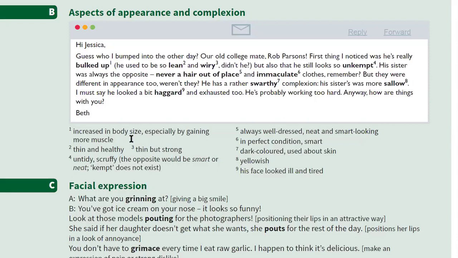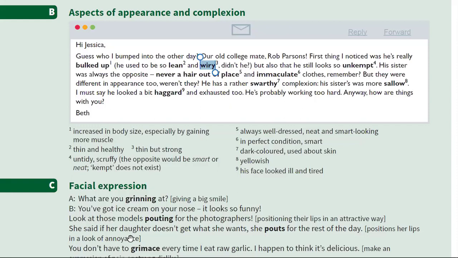They develop muscles. Another word, lean. This word means thin and healthy. This is a positive word. Wiry, is it weary or wiry? Let's look at the pronunciation of this word. Let me go to the dictionary. Let me show you the word. Wiry. The pronunciation would be wiry.